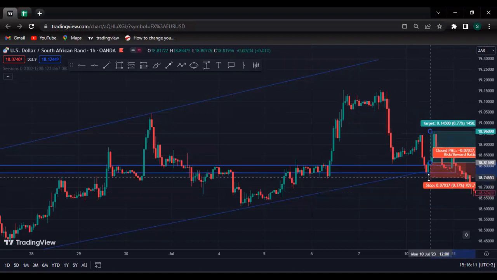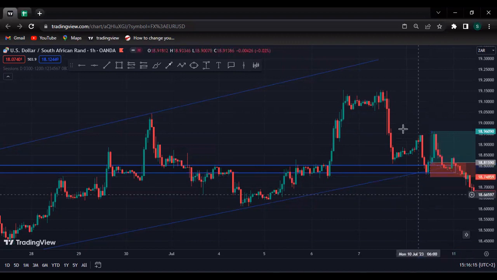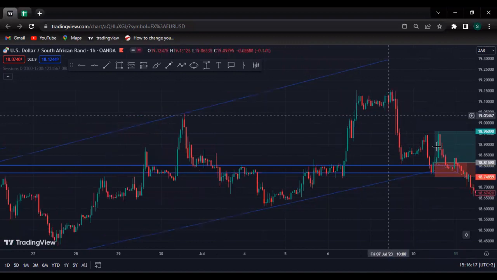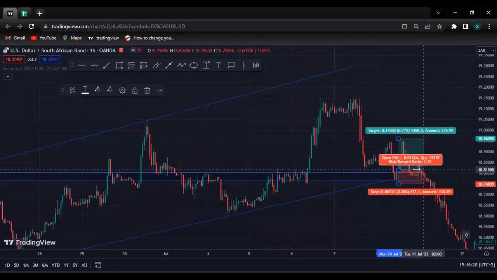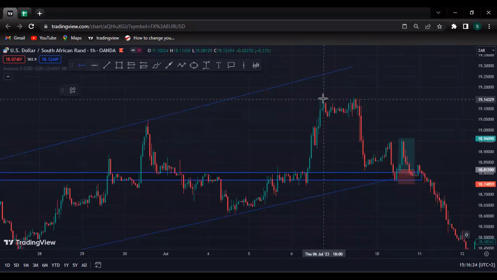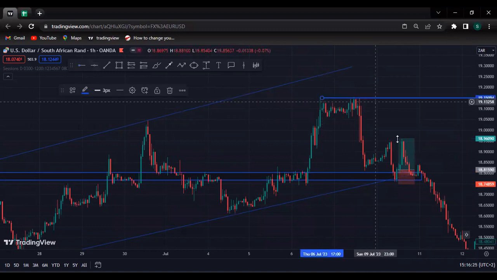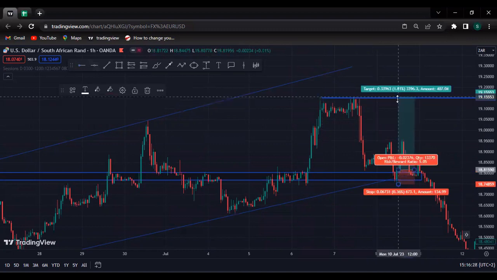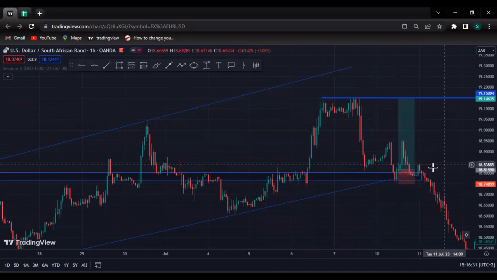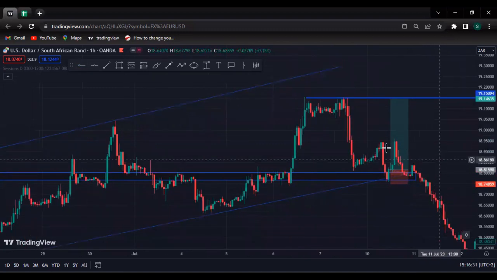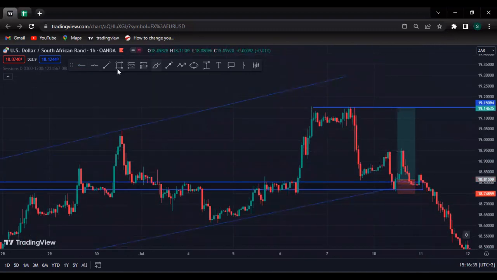I'm not exactly sure how many pips, but it was just right below here, as you saw in the previous screenshot. And then my target was actually this high over here. That was my target right there. And my first take profit was by this previous high. Let me just point it out for you guys.